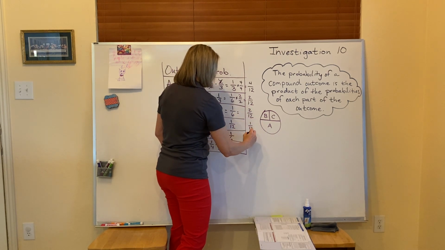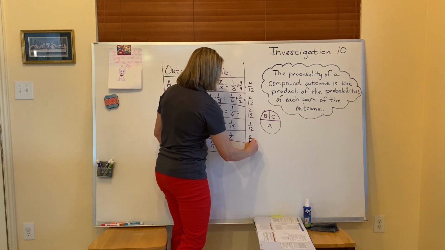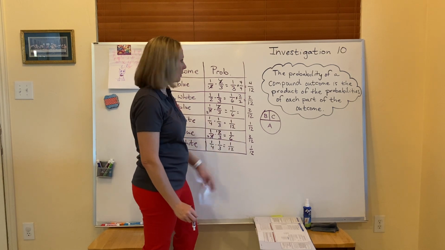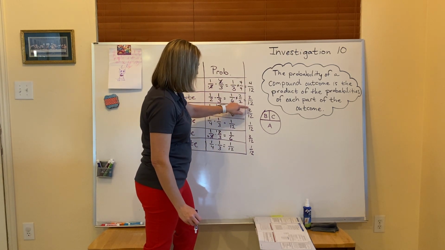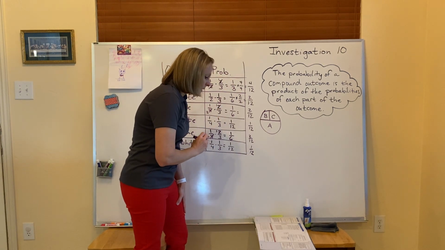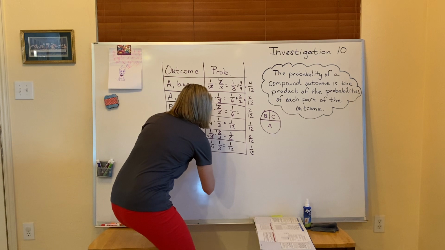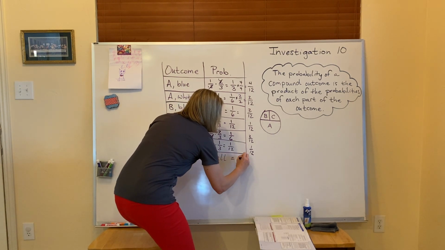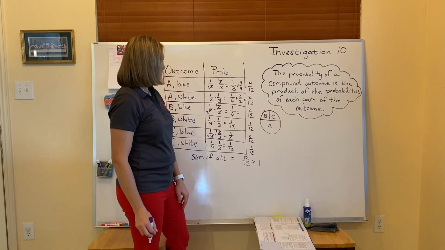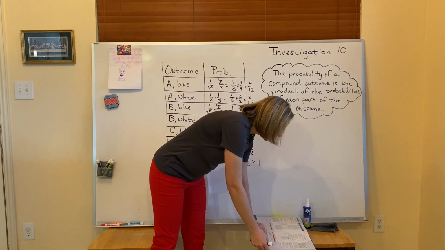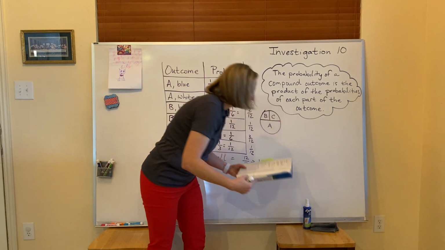1/12, 2/12, 1/12. Now let's count. Do we have 12/12? I hope so. 4, 5, 6, 7, 8, 9, 10, 11, 12. Yay! So our sum of all the probabilities is equal to 12/12 or 1. So we have solved our chart correctly. Awesome. Let's move on to page 526.